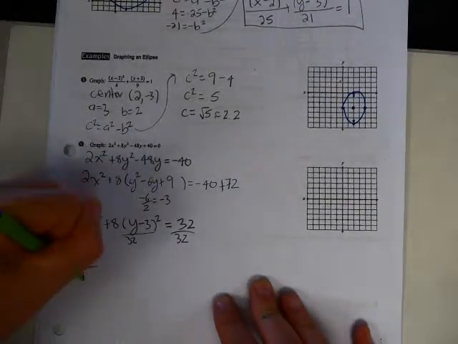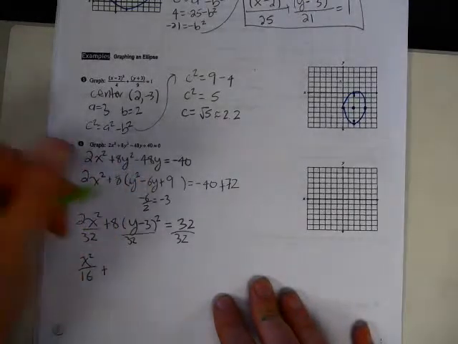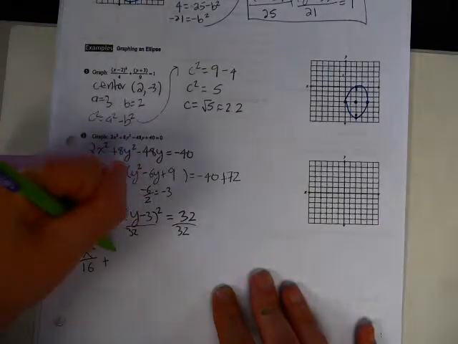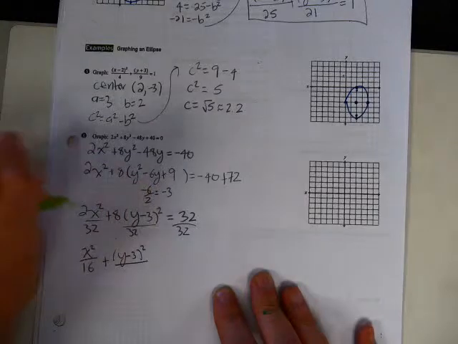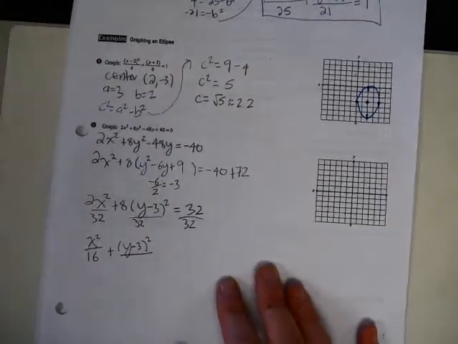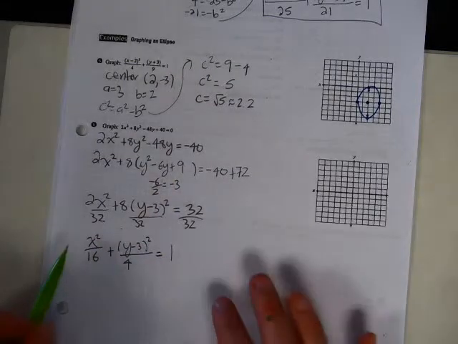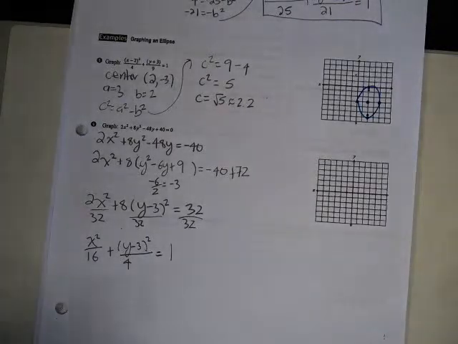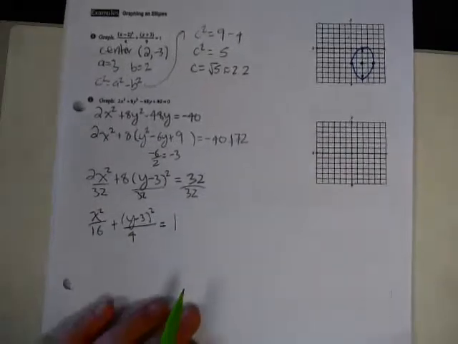So that's going to give me x squared over 16 plus y minus 3 squared over 4 equals 1. So now this looks like the type of ellipse that we have been graphing. So it looks like my center is at 0, negative 3.